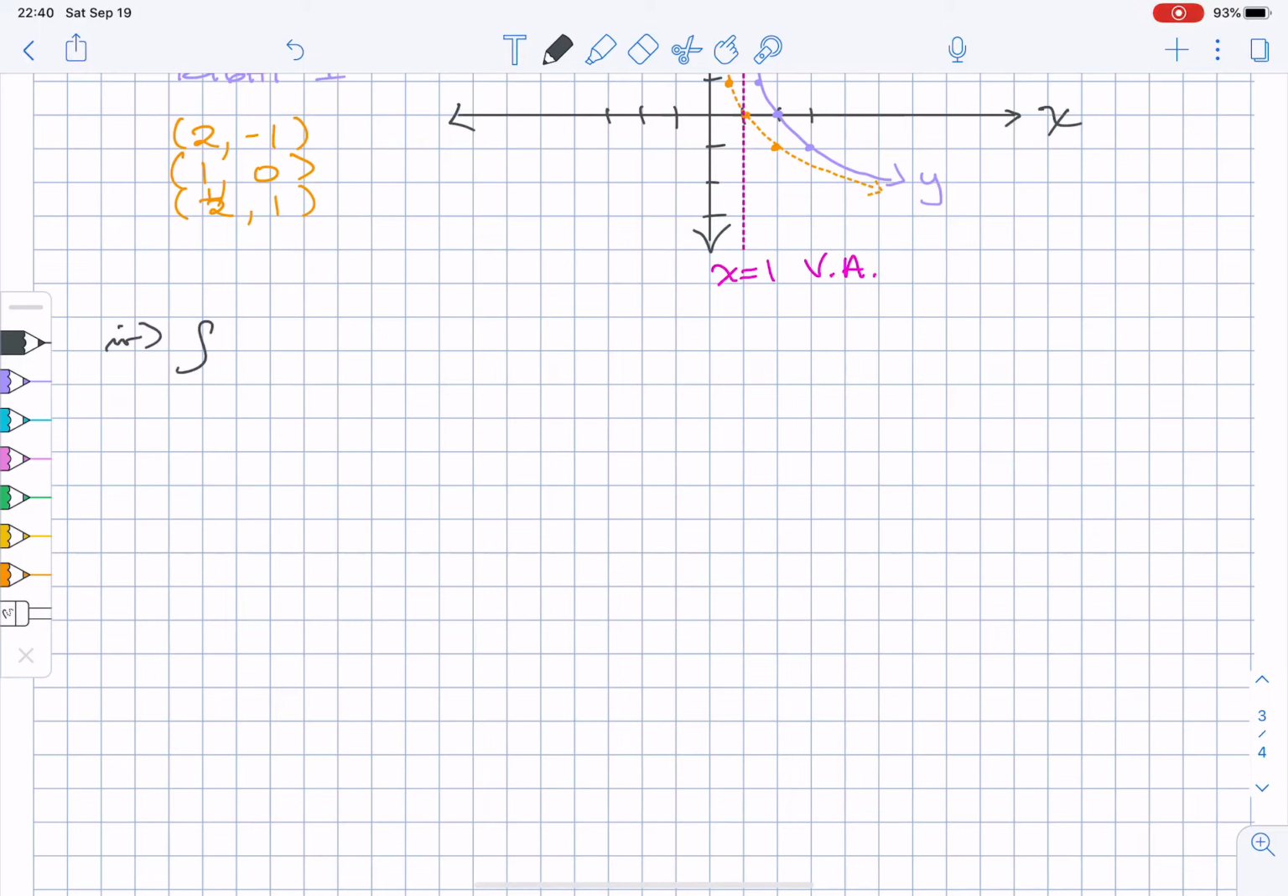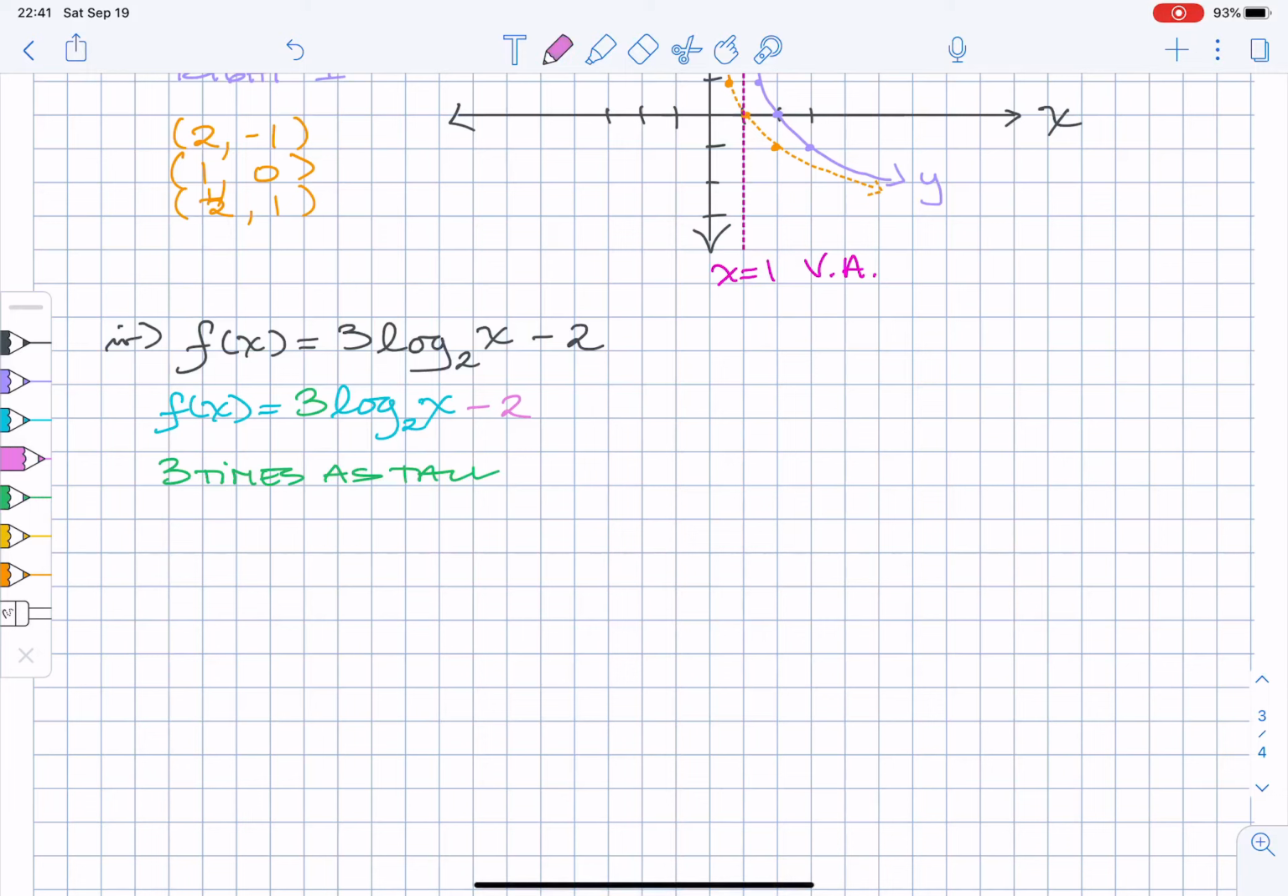Let's say we have that f of x is equal to 3 times log base 2 of x, from which I'm subtracting 2. There are no parentheses, so the way this is written, we have 3 times log base 2 of x, and then minus 2. So I have no horizontal translation, but I do have 3 times as tall. And I do have down 2.